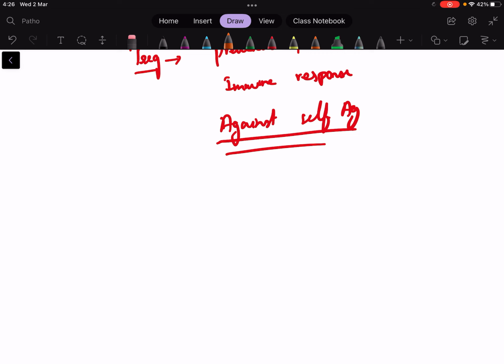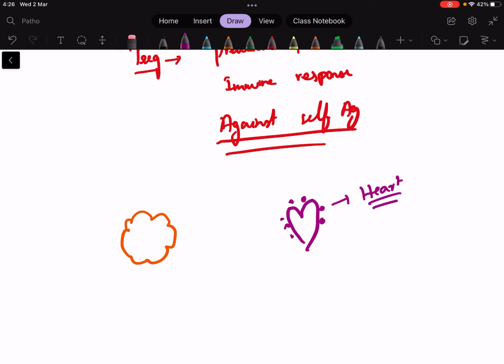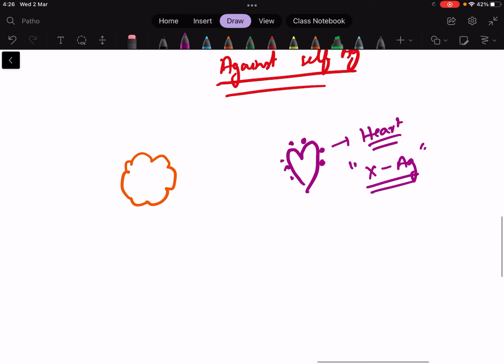Suppose there is a T cell. This T cell is attacking our heart cells. Suppose this is our heart, which has some antigens, and I will name this antigen as X antigen. Now these T cytotoxic cells are activated and go and delete this X antigen. That can be called autoimmunity. In autoimmunity, the T cells will go and attack our own antigens, which can be fatal.